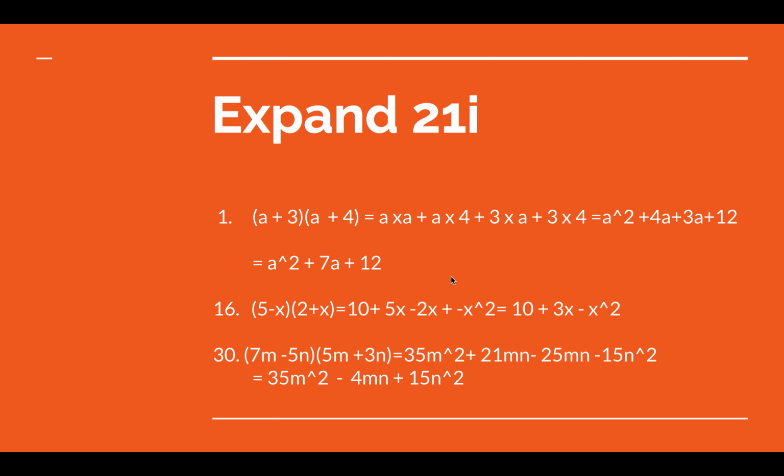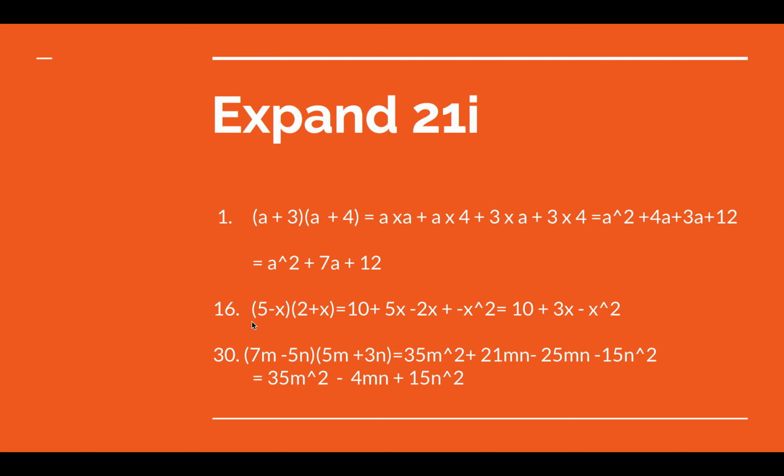So we've got fewer terms in this solution than here, where we have 4a plus 3a, when we know that they simply give us 7a. So we have finished expanding and simplifying exercise number 1. Let's go to exercise number 16.